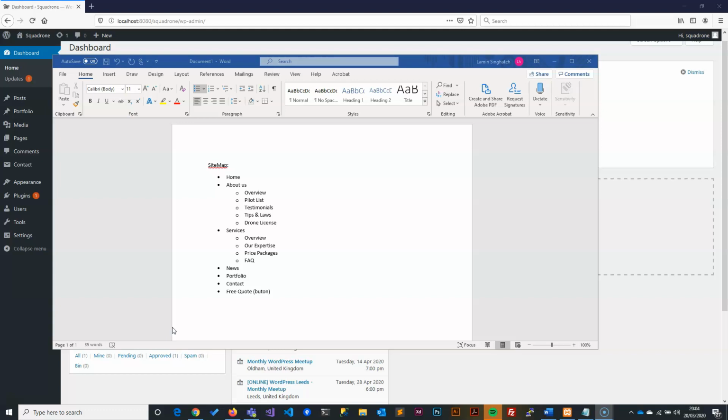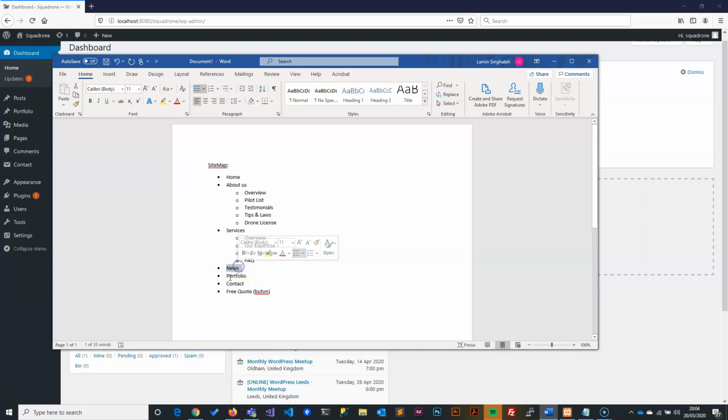So I have created a sitemap in a Word document, and as it states, we have a home page. We have an About Us page. In the About Us page, we have sub-menus, which are going to be the pilot, the testimonials, the tips and laws, and drawing licenses. Then we have services. Under services, we have an overview, our experts, price packages and FAQ.